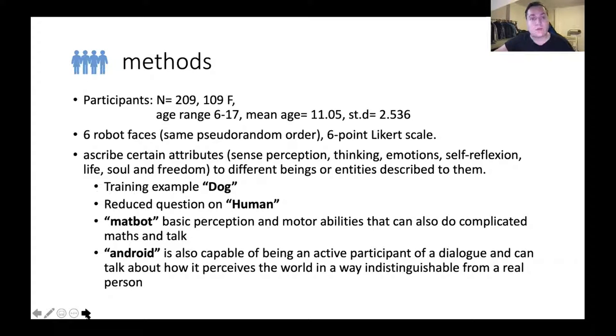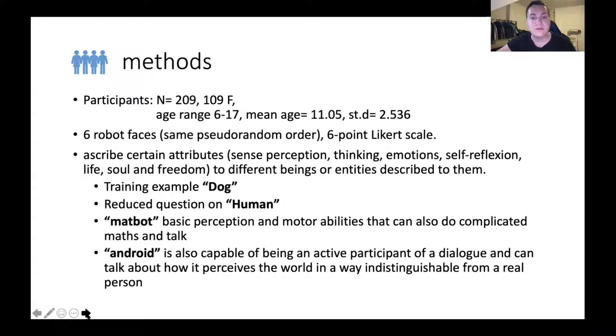So methods: our participants were 209 children around 11 years old. It was done in person 2 years ago. We created six robot faces that children evaluated, and then we created thought experiments with a dog, a human, and a mathematical bot. It was robot one. For this presentation, I name it the mathbot, a mathematical bot. The second one was the same robot, robot two, but in this presentation I will refer to it as an android.